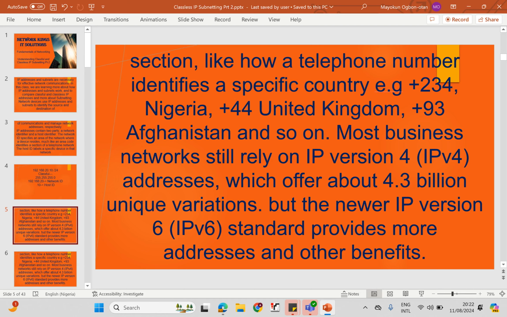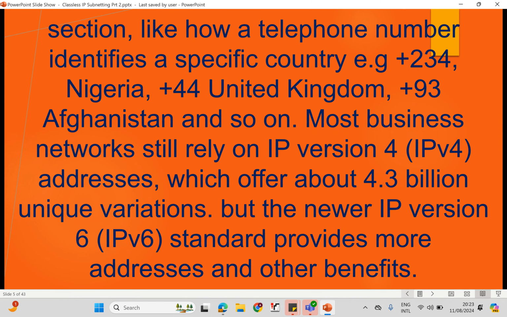Like how a telephone number identifies a specific country. Now, we try to explain this. You see, sometimes when we receive a call from outside the country, we quickly identify which country that person is calling from. For instance, if you see +44, it is a call from the United Kingdom, UK. Now, Nigeria's call code is +234. For Afghanistan, +93, and so many more. So with those codes, you already know the country the call is coming from.